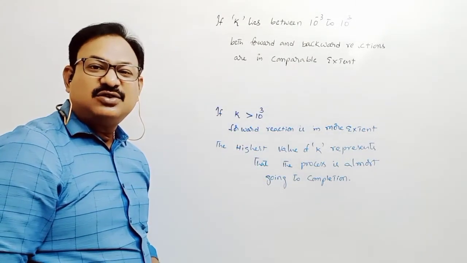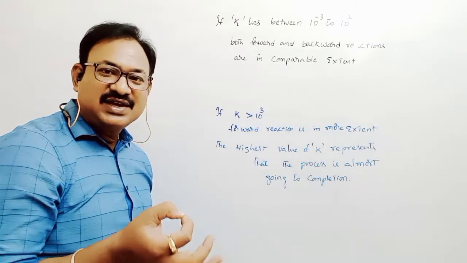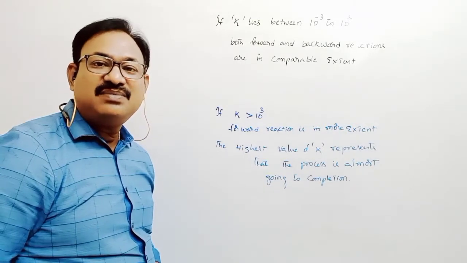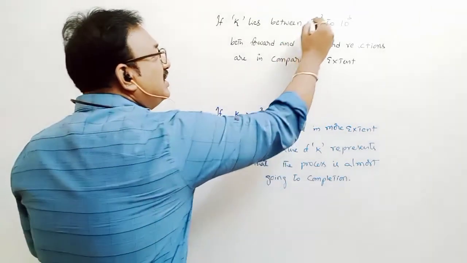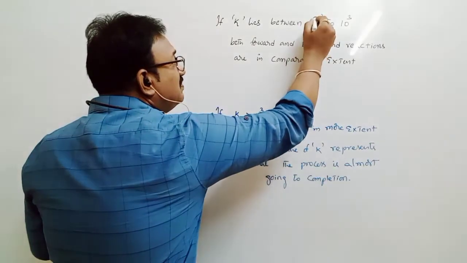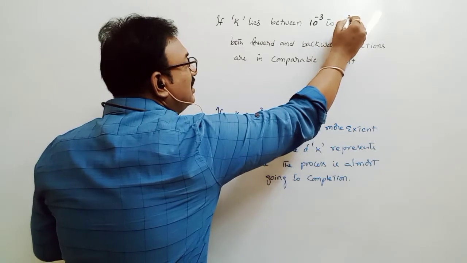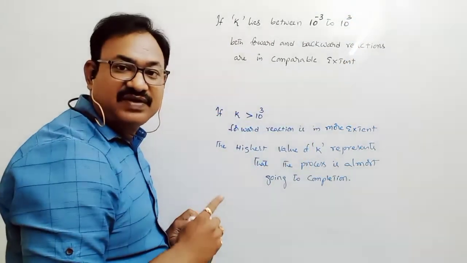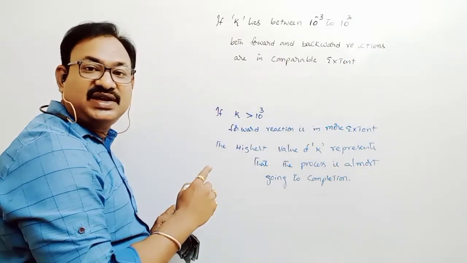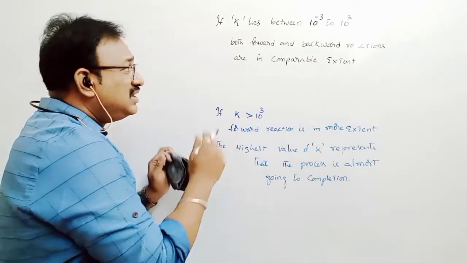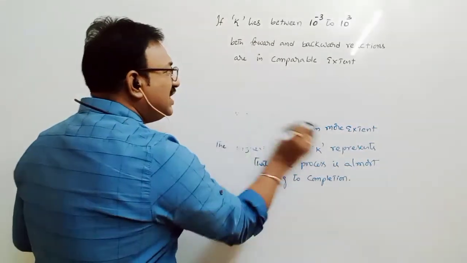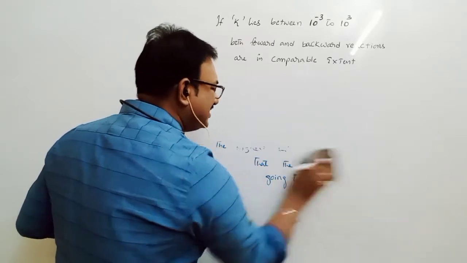So we can make a comparison. Okay. So slightly forward ज़्यादा है और slightly backward ज़्यादा है, वैसा हम compare कर सकते हैं. ठीक है? कब if it is 10 power minus 3 से 10 power plus 3 तक, right? If the value of K lies between 10 power minus 3 to 10 power 3, then both forward and backward reactions are in comparable extent.